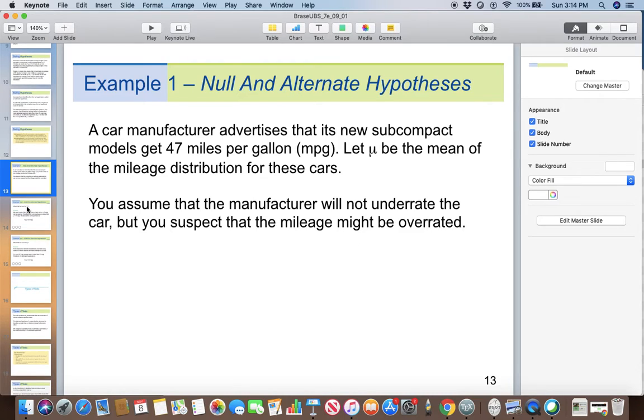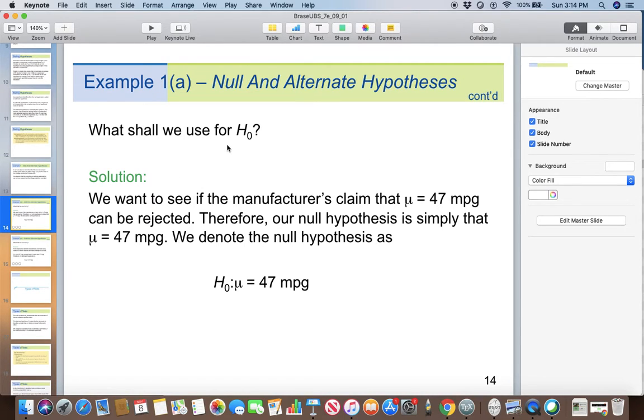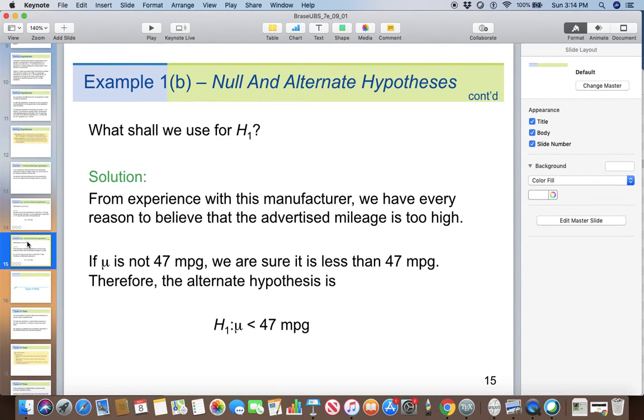So what shall we use for H0? We want to see if the manufacturer's claim that mu is 47 miles per gallon can be rejected. Therefore, our null hypothesis is simply that mu equals 47 miles per gallon. We denote the null hypothesis as H0: mu equals 47 miles per gallon.